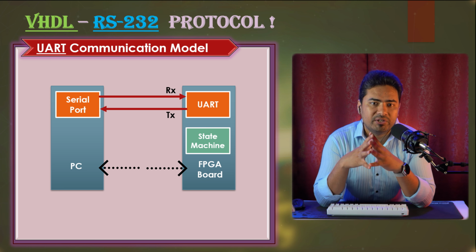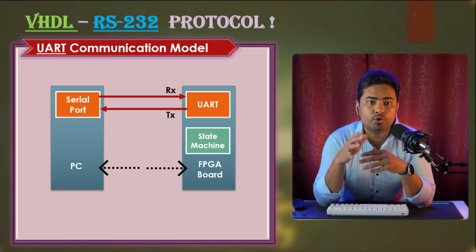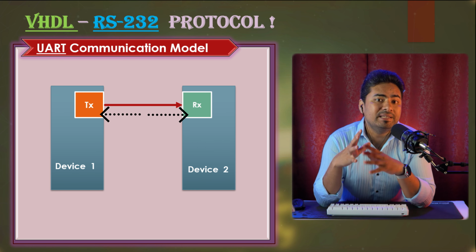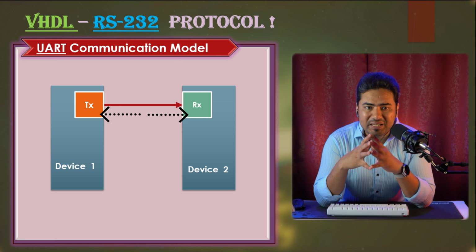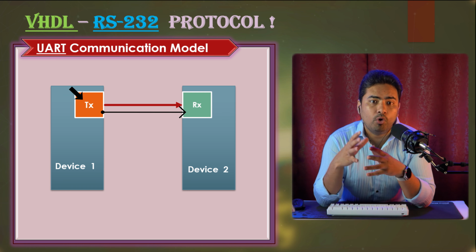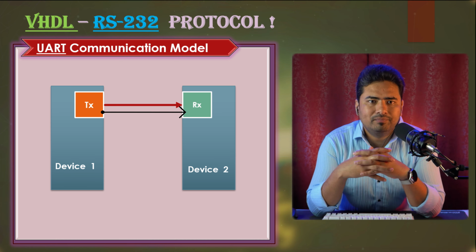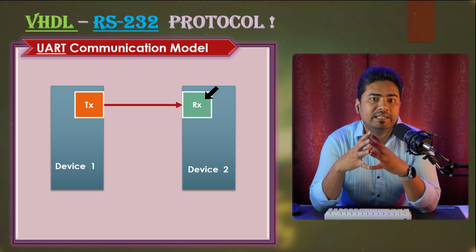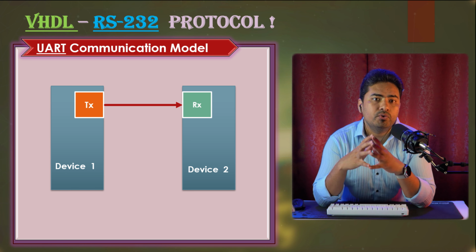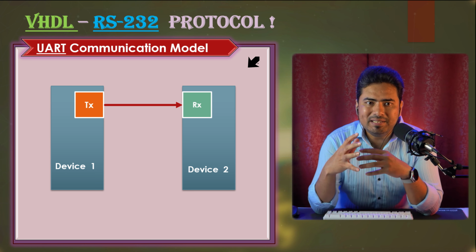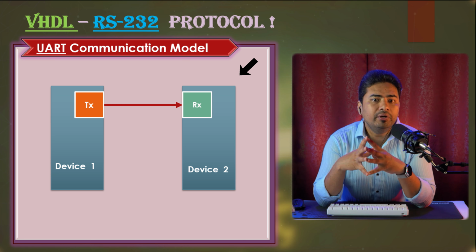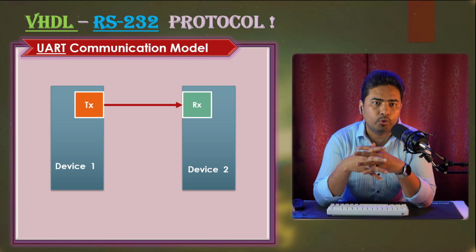RS232 is a communication protocol that is used to communicate between two devices. This communication happens serially, which means your transmitter will transfer the data sequentially, one bit at a time, and then the receiver receives this serial data and later converts it into parallel data. So this is a simple block diagram of UART communication which will use RS232 protocol.